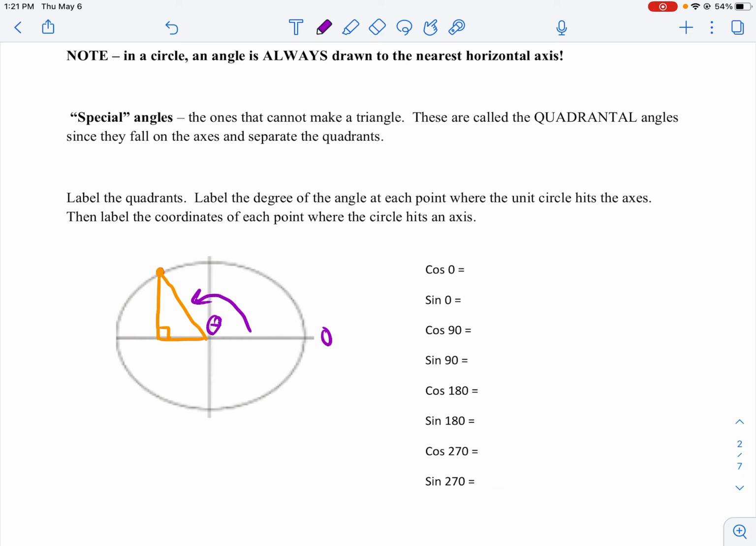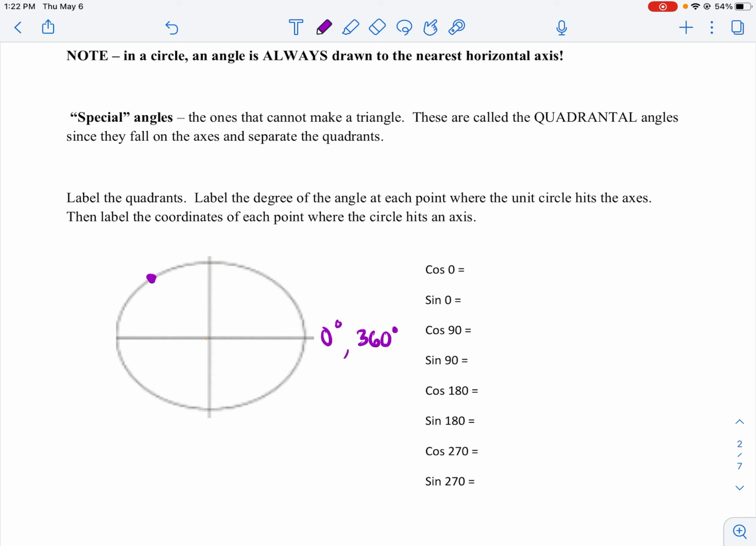We'll dive further into that. But remember, this is always our starting point, and we're always going counterclockwise. Not always, but at least in these few lessons, to get you comfortable, we're going counterclockwise in order to determine the angle measure. There are other times we go clockwise, but for now, we're going to stick with one direction. So in a circle, an angle is always drawn to the nearest horizontal axis. So there's special angles, the ones that cannot make a triangle.